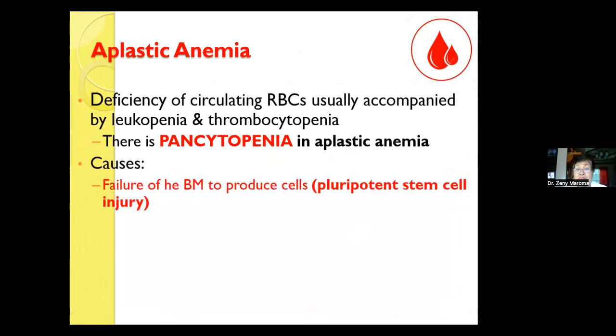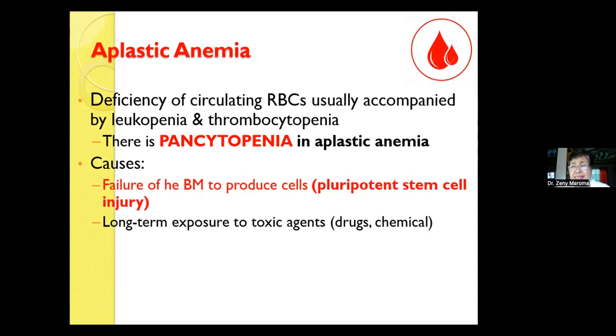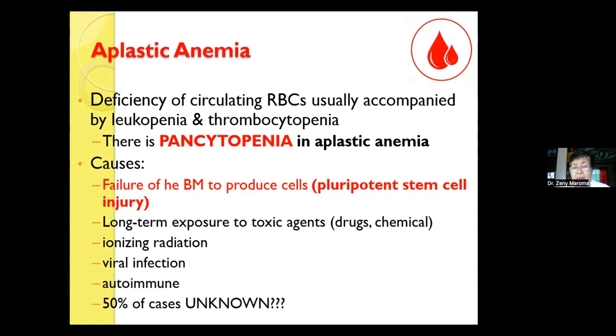What are among the causes? There is injury to the pluripotent stem cell. Okay? O kaya, long-term exposure to toxic agents like drugs, chemicals. Ano yung mga drugs na yan? Antibiotic, especially po chloramycetin. Chloramycetin cause bone marrow suppression and bone marrow depression. Okay? Or pwede rin that of ionizing radiation, viral infection, autoimmune, or 50% unknown cause.